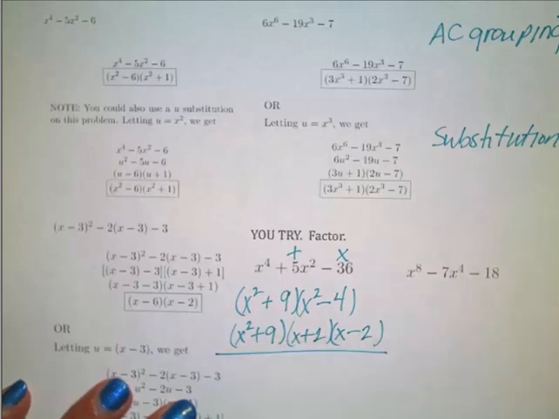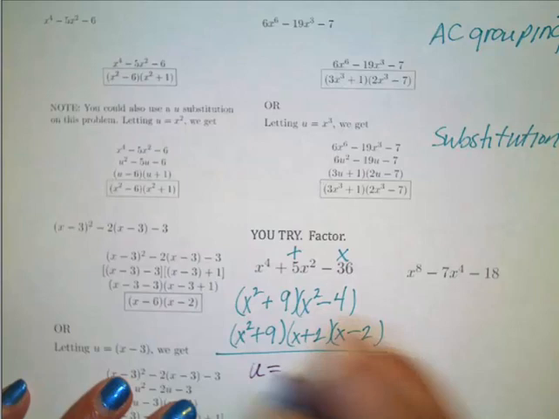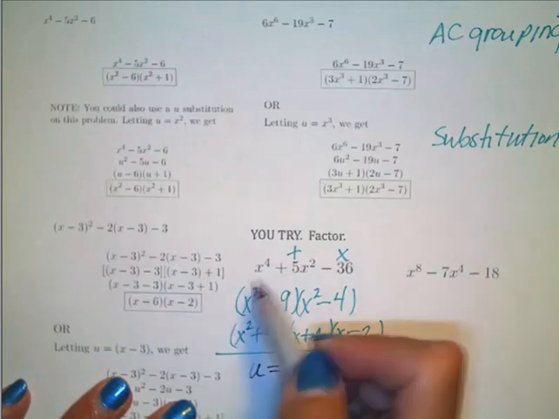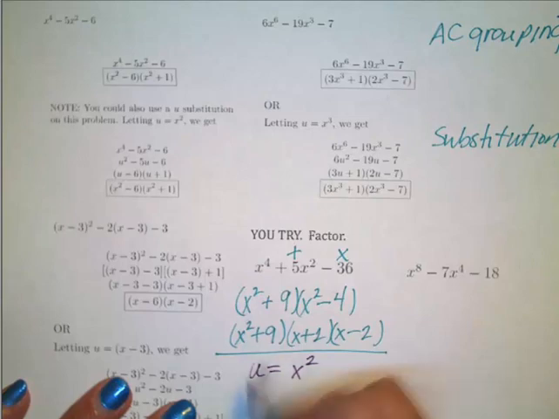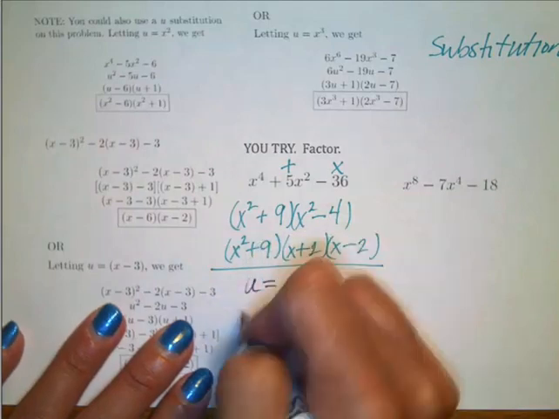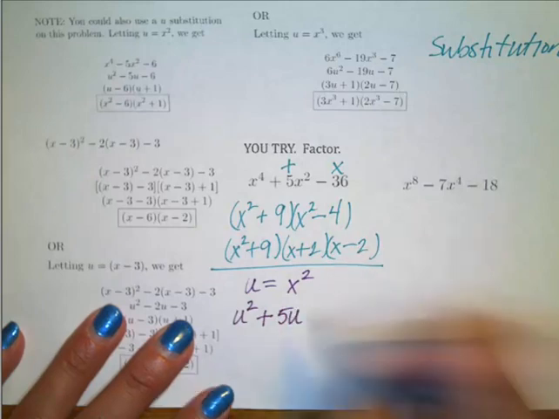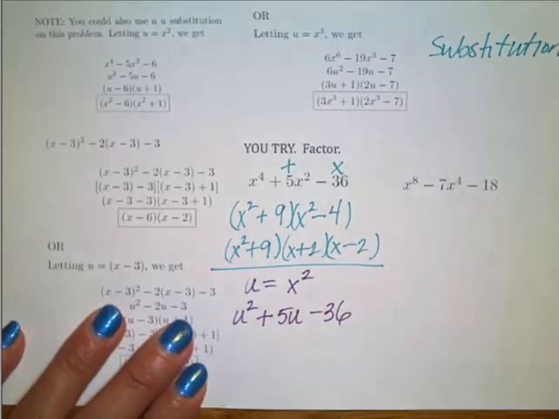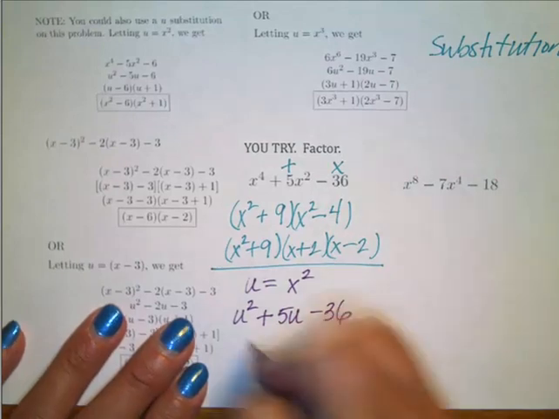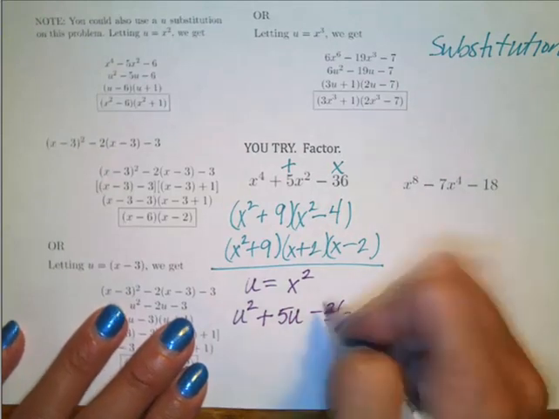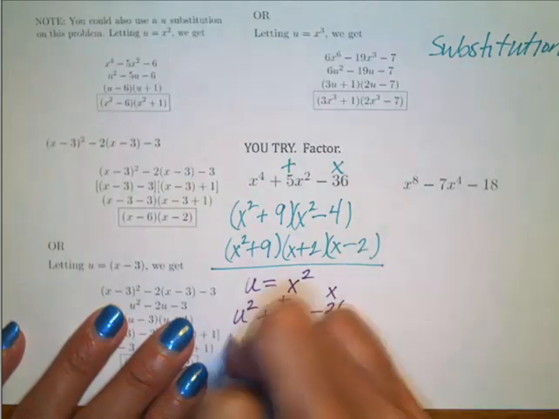Substitution. Well, what am I going to substitute for? Well, if you look at all the examples, whatever the middle term is, that's what you're substituting. So I'm going to say u equals x squared. So that means this is u squared, because x squared squared is x to the fourth. So this is u squared plus 5u minus 36. Basic trinomial from lots of lessons ago. So what multiplies and what adds? So it should be the same idea.